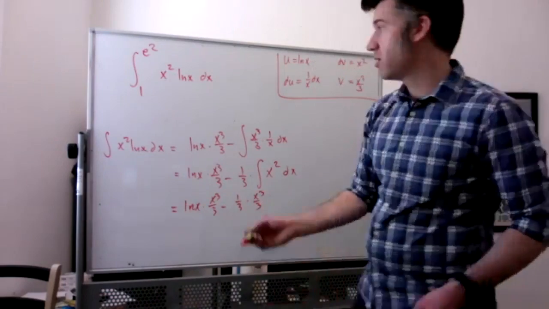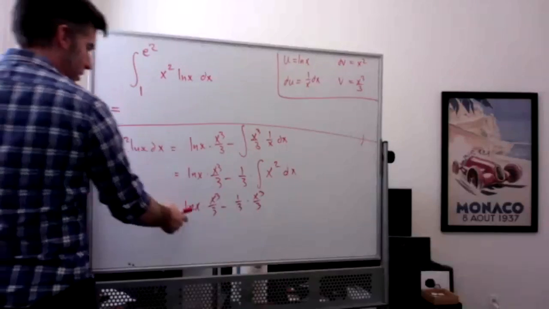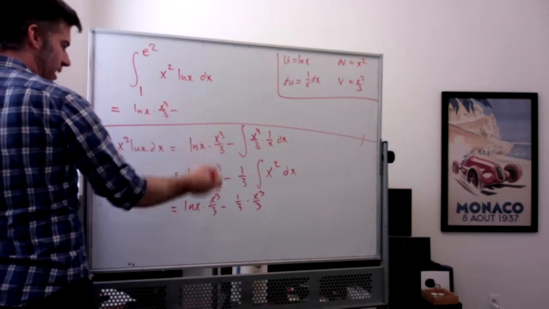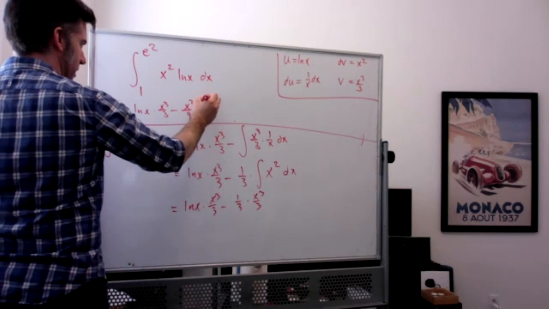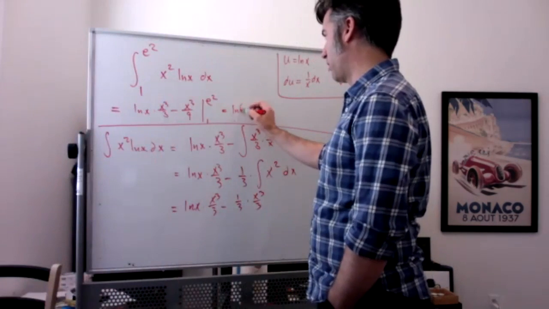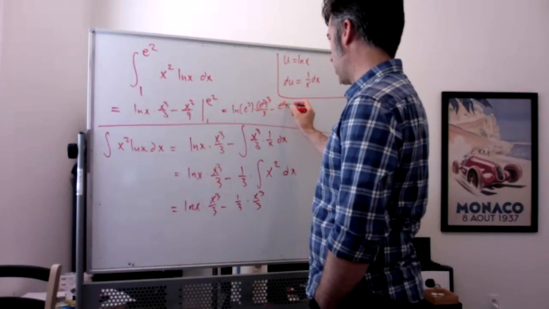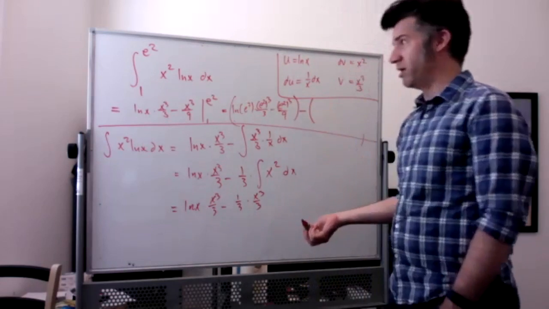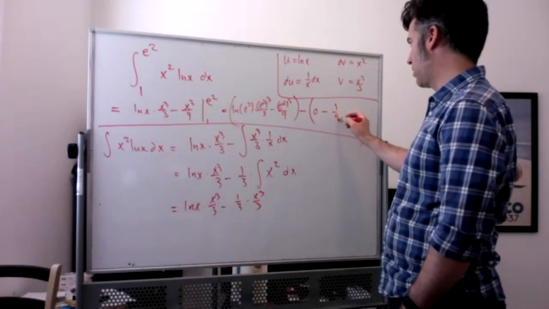So then we can go back to our original problem and say, okay, this is going to equal the natural log of x times x cubed over 3 minus x cubed over 9, evaluated from 1 to e squared. So you can plug in e squared and you get the natural log of e squared times e squared cubed over 3 minus e squared cubed over 9, minus, plug in 1, natural log of 1 is 0. So that part's 0. So 0 minus 1/9.